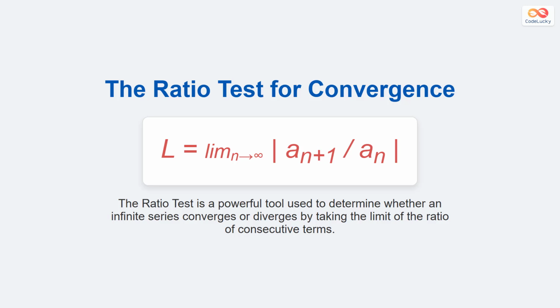Our key tool is the ratio test. It's designed to check if an infinite series converges. The test involves calculating a value, L, which is the limit as n approaches infinity of the absolute value of the ratio of the next term in the series, a sub n plus 1, to the current term, a sub n.